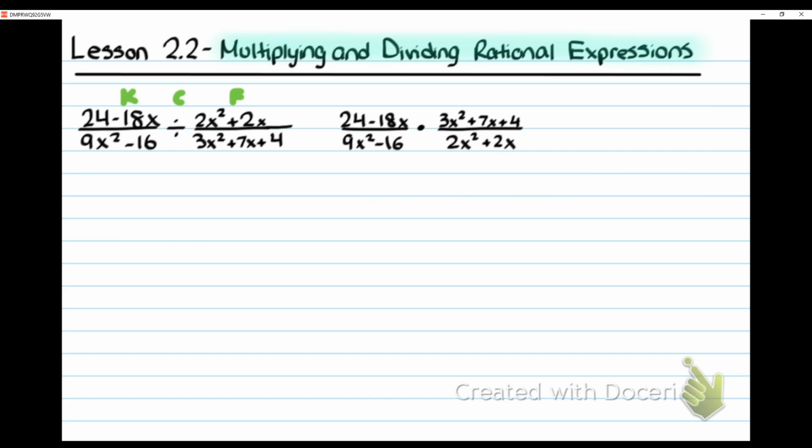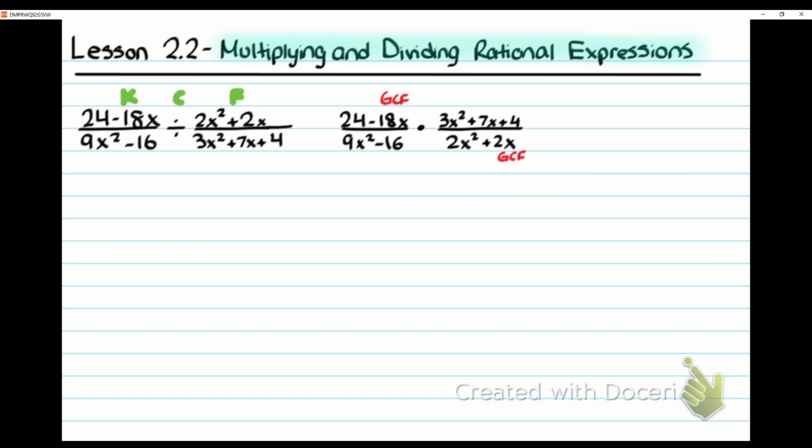So we're going to go in and try to see what method we can use for factoring. First thing we want to check for is GCF, which I can factor out for the numerator of the first fraction and the denominator of the second fraction.